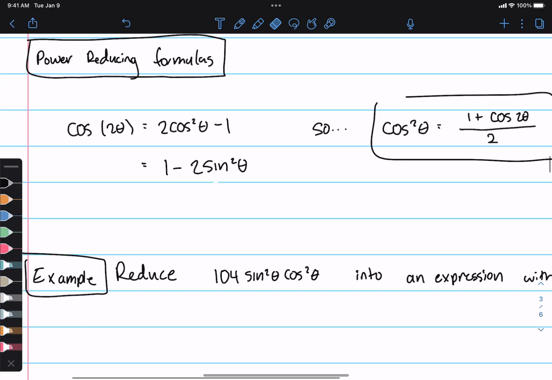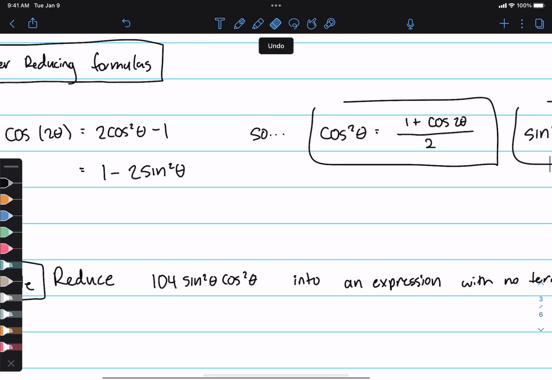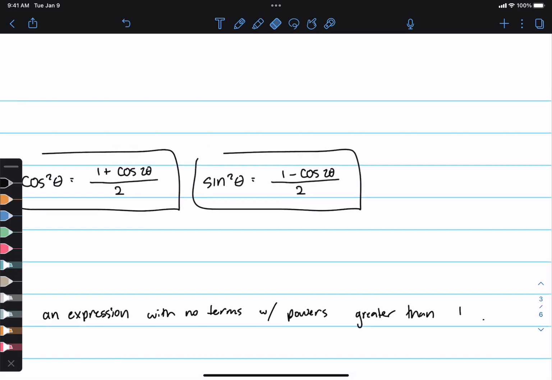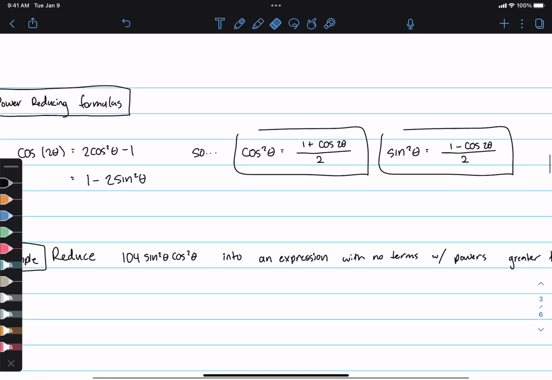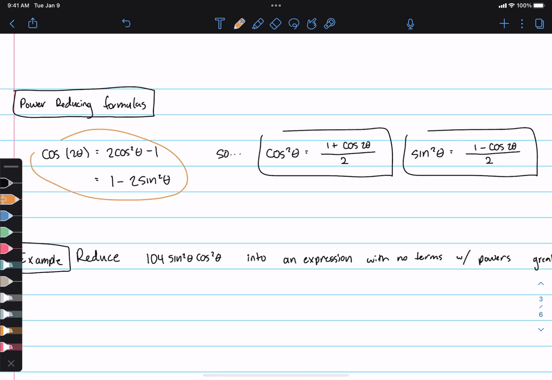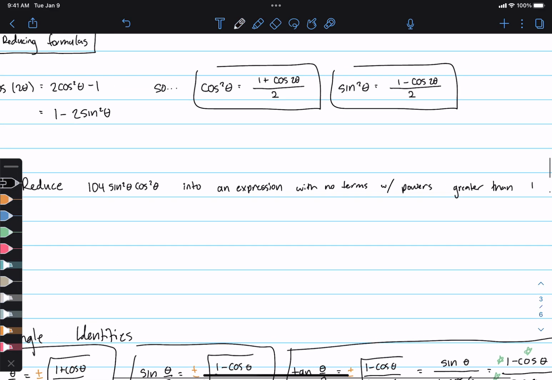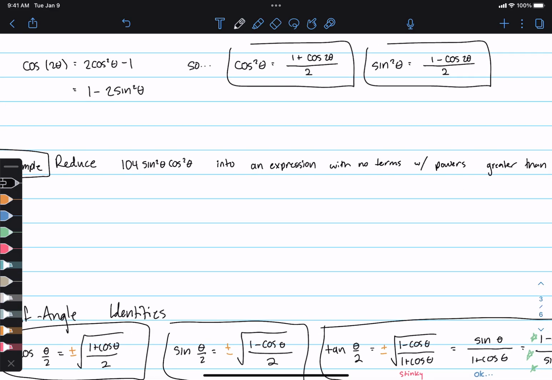And similarly, we can rearrange this equation right here to find that the sine squared of theta is 1 minus cosine of 2 theta over 2. So again, make sure you know how to derive these from these equations and that it makes sense. And we're going to move on to our example, which is reducing 104 times the sine squared of theta times the cosine squared of theta into an expression with no terms with powers greater than 1. What that means is we only want single sine and cosine terms, no squares. And again, I'll give you a second to do that.